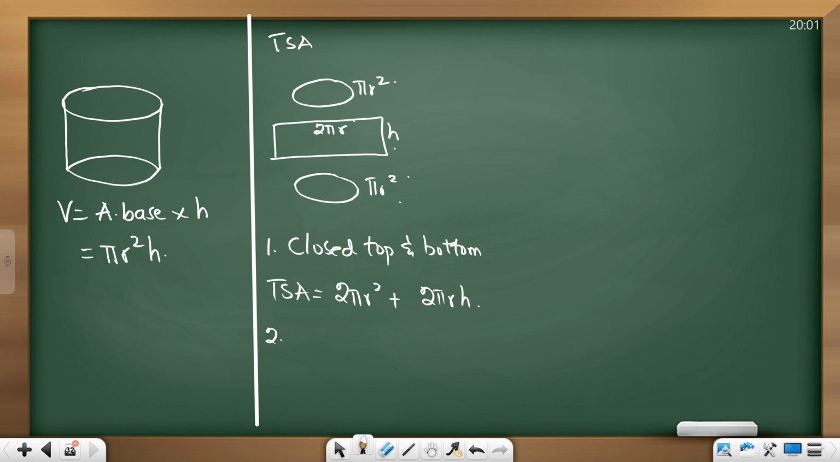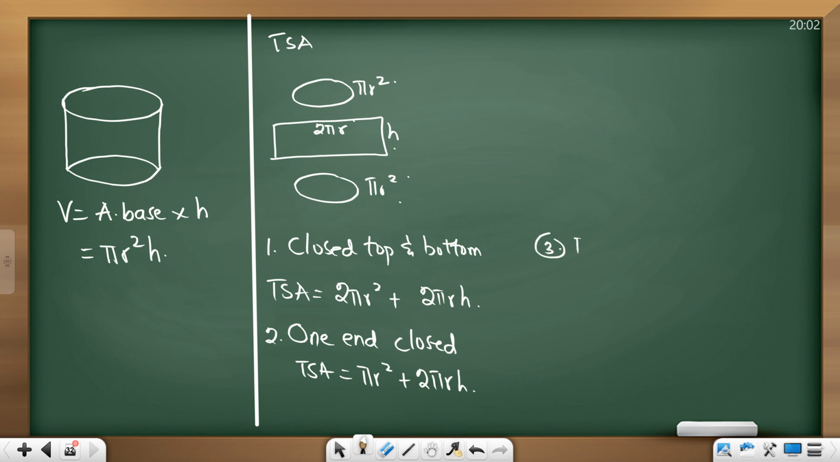We now open the baked beans and throw that top away. What do we have? We only have the bottom closed now. So it becomes what? One end closed. One end closed. What does it become? TSA becomes what? Pi r squared plus 2 pi r h.